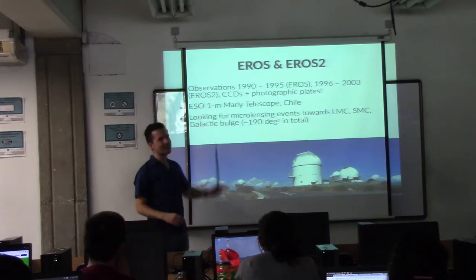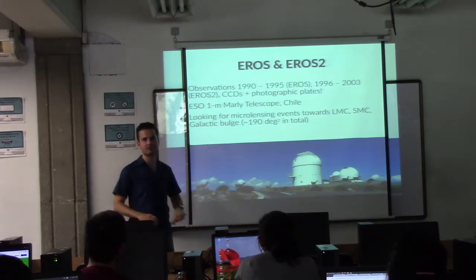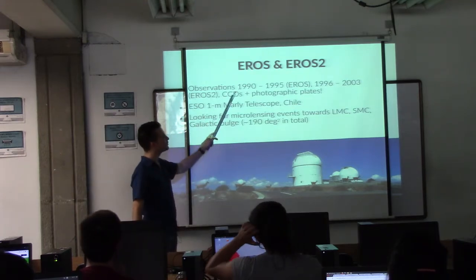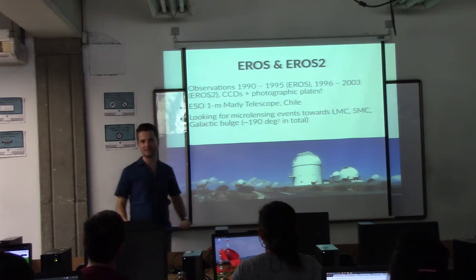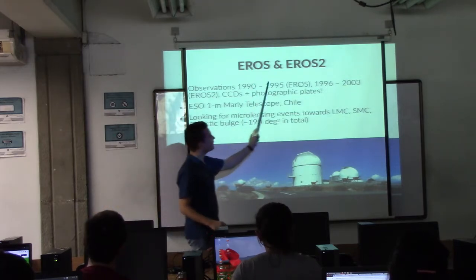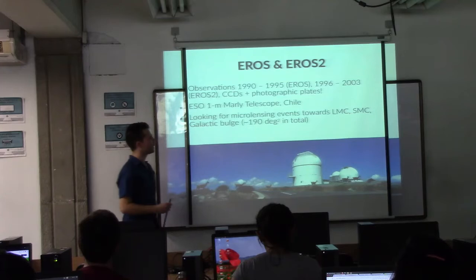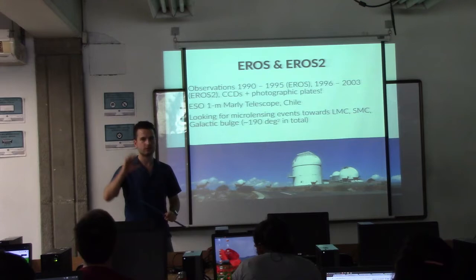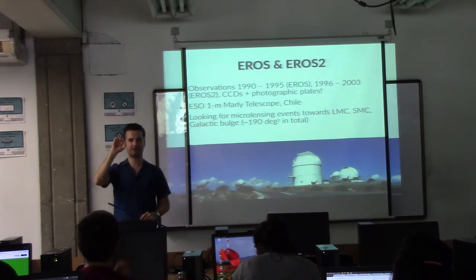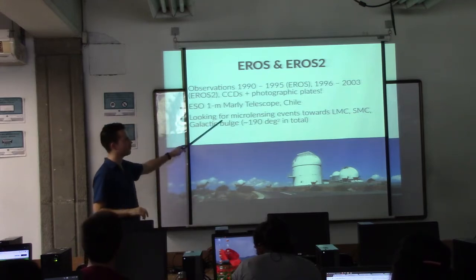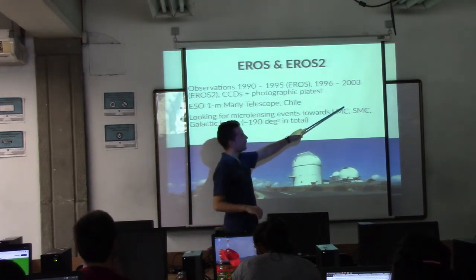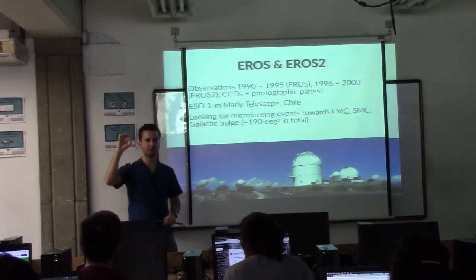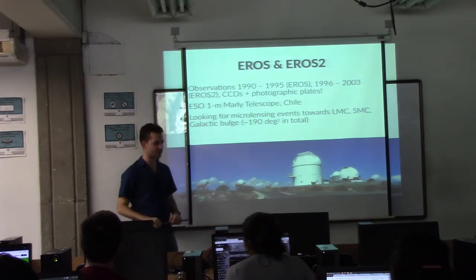So the survey started in 1990, just after the first idea that we can probe dark matter with microlensing. 1990 means that they used very early CCDs and even photographic plates back then. Then it got expanded and lasted until 2003 on a now decommissioned 1 meter telescope in Chile. What they did, they looked at regions where we have very dense star concentrations, such as the galactic bulge and the large and the small Magellanic Clouds, because if you have a high density of sources, you increase your probability that something moves in front of one of them and causes a microlensing event.